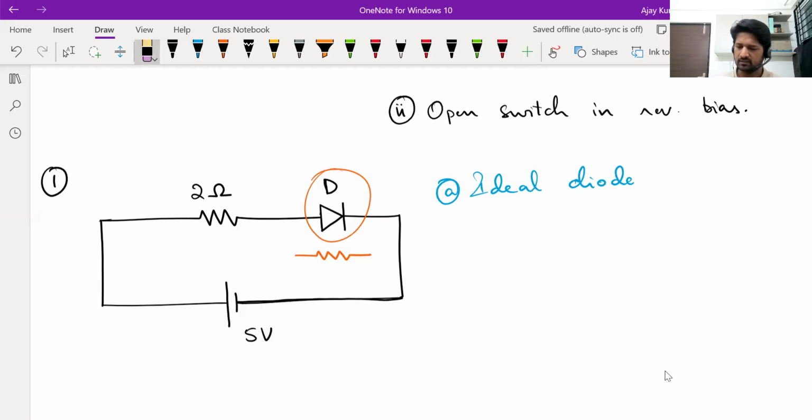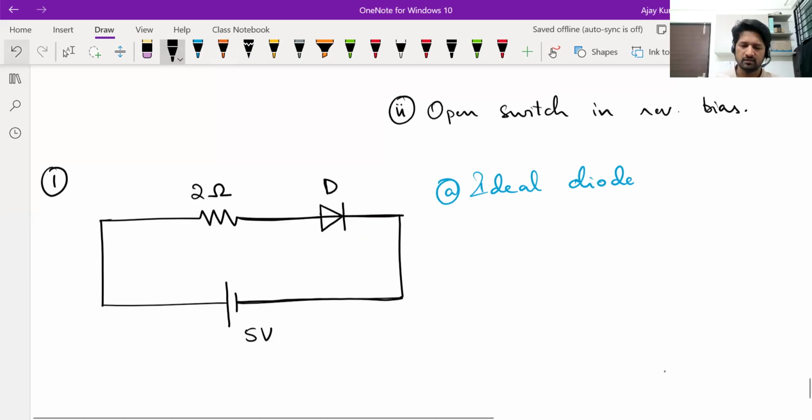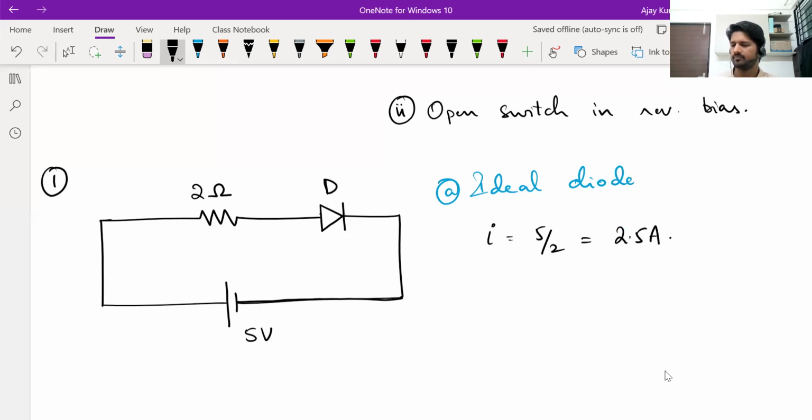So it is forward biased. Now, if it's an ideal diode, there's no potential difference across its ends. So it's simply like a wire, as I said. So you treat it as a wire, then how much will be the current? I is equal to V by R. 5 divided by 2, 2.5 ampere current will flow through it.